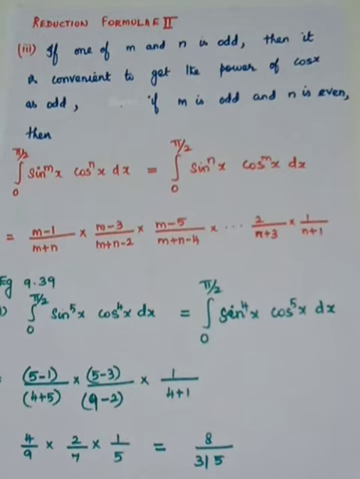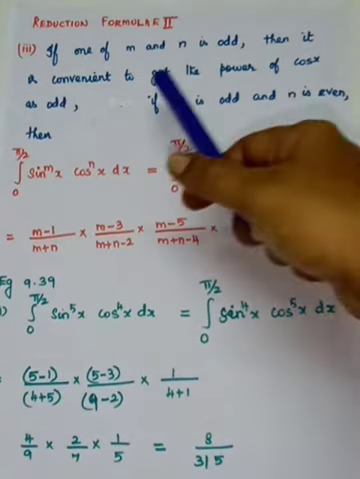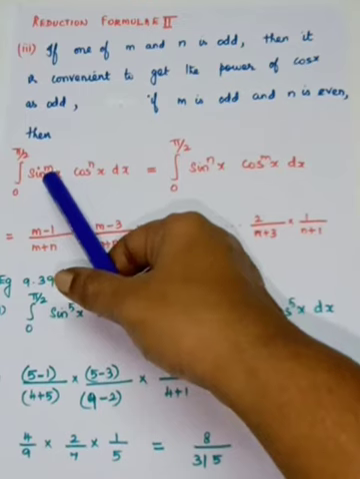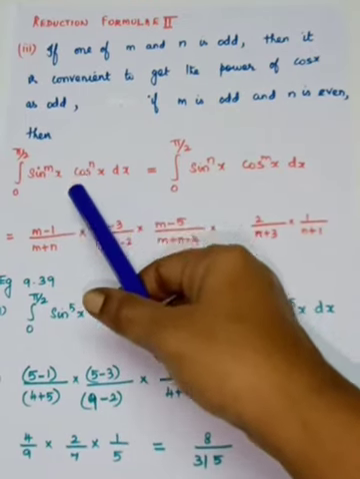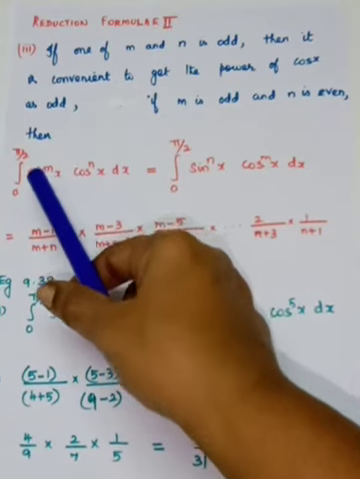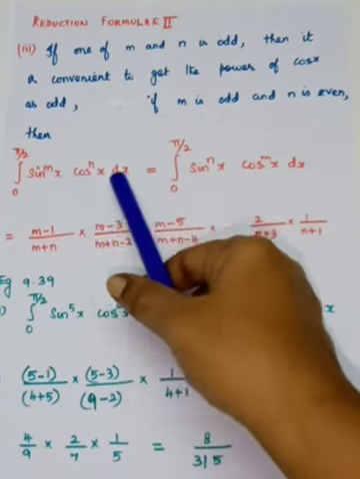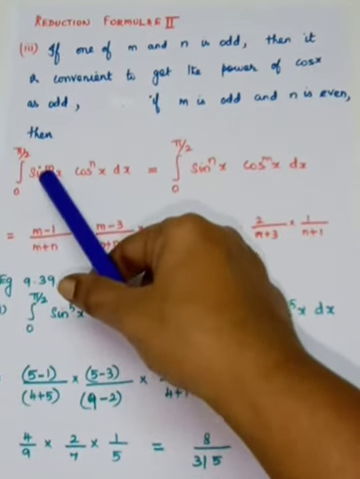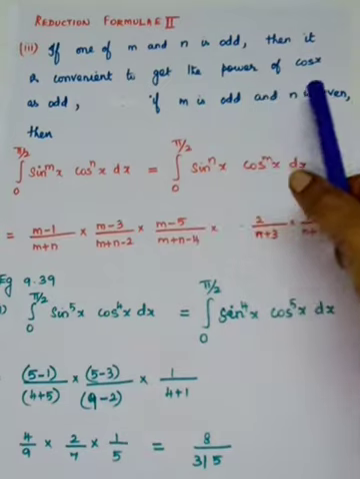If one of m and n is odd, you see that m and n, any one is odd, then you can bring the power of cos x to be odd. Suppose the problem is like that: m is odd and n is even. Here m is odd, so you try to bring the power of cos x to be odd.